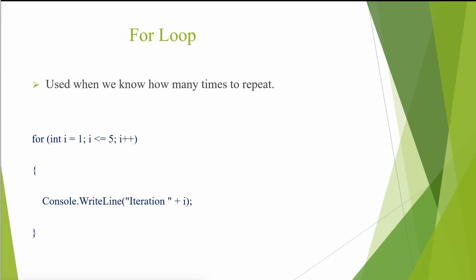A for loop is ideal when we know exactly how many times we want to repeat a task. It consists of 3 parts: initialization, condition, and increment or decrement. In this example, i starts at 1, increments by 1 each time, and stops when it reaches 5. The program prints iteration 1 to iteration 5.